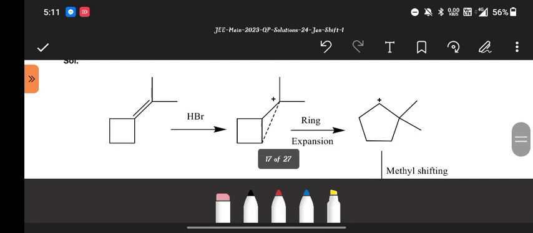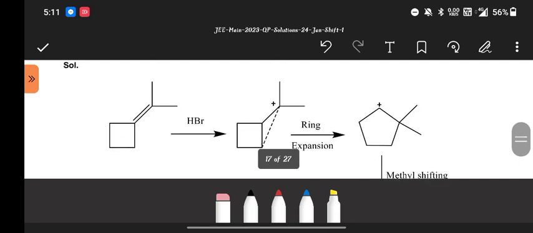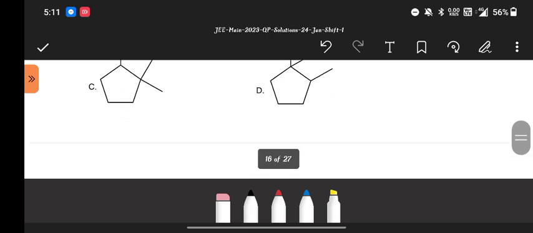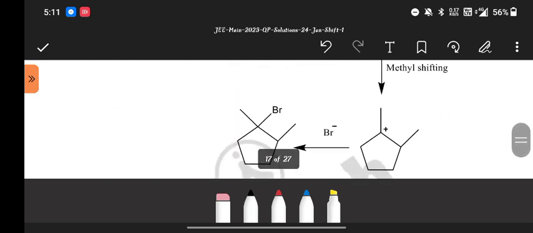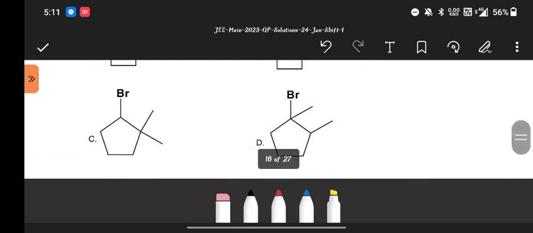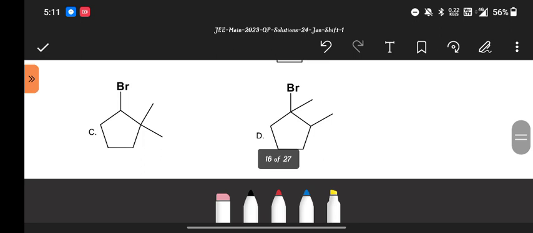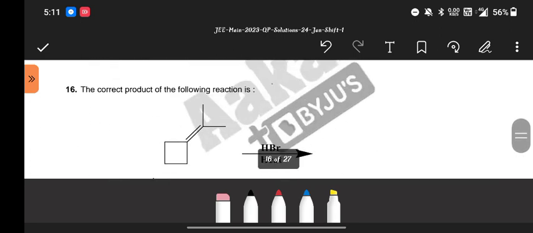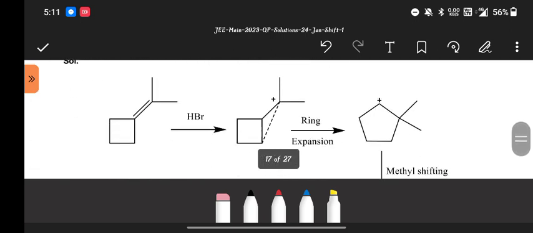So if it is in this shape, the ring will become a ring with HBr. Next, the ring expansion will become like this. So therefore option D will be, it will become like this. Then it will finally become like this with Br. So here you can see Br like this. So option D is the correct answer. This is the final product you get in this reaction.